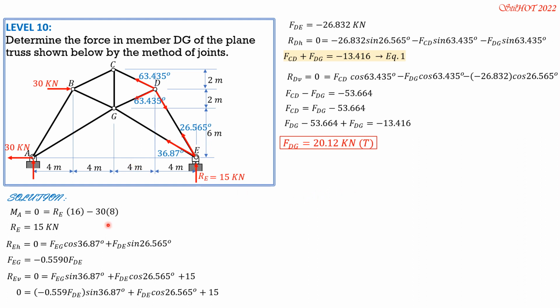So it seems that the problems are already challenging, much more for levels 11 to something. So 11, we apply method of joints, then 12 and so on would be, it's up to us. I will also introduce method of sections.